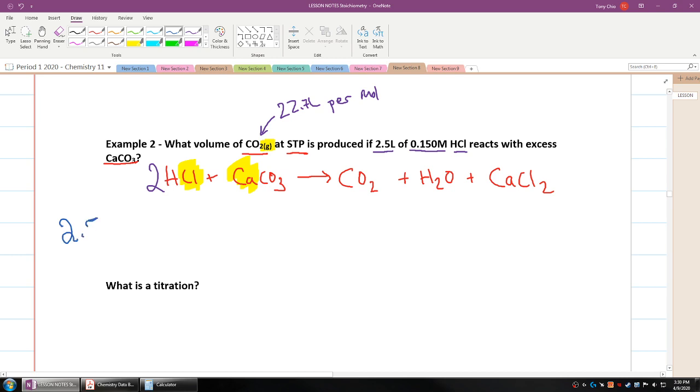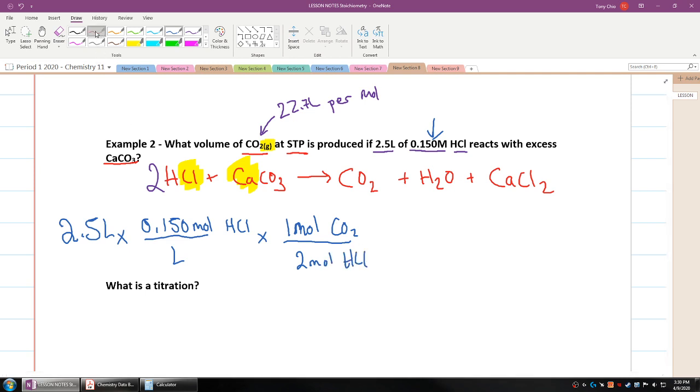So we go 2.5 liters times. This concentration can be used as a conversion factor, where it's 0.150 moles per liter of HCl. Now I'm in moles of HCl. What can I solve for? I can now cross the mole bridge to solve for CO2. So the mole ratio here is 1 mole of CO2 over 2 moles of HCl. So now liters cancel out, moles of HCl cancel out. I'm now in moles of CO2.